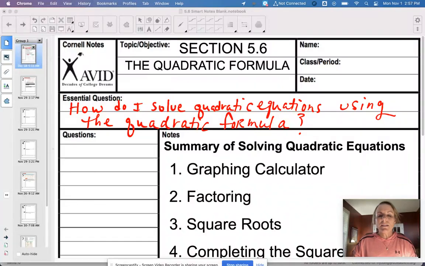Section 5.6, the quadratic formula. Please write down the essential question. How do I solve quadratic equations using the quadratic formula?